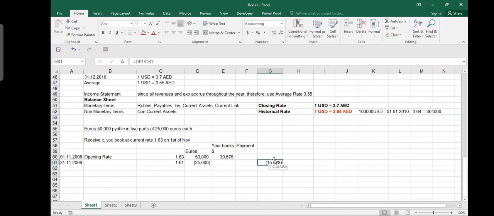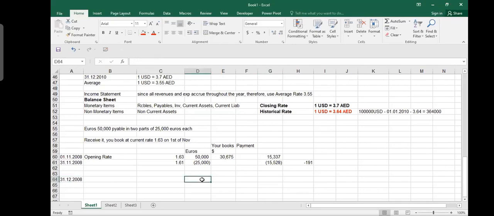But how much should I have paid? I should have paid half of this because my total liability was 30,675. So if I divide this number by half, I should have paid 15,337, but I am paying 15,528. So it means that I am paying more. Whatever is the difference, that 191 is going to be my exchange loss, because I'm paying more in local currency.